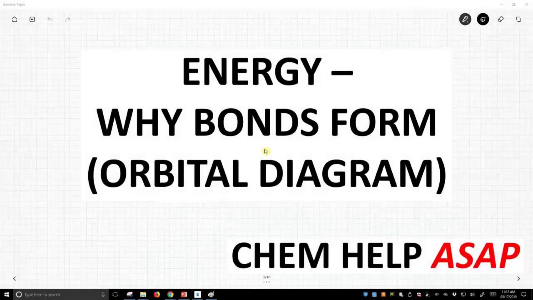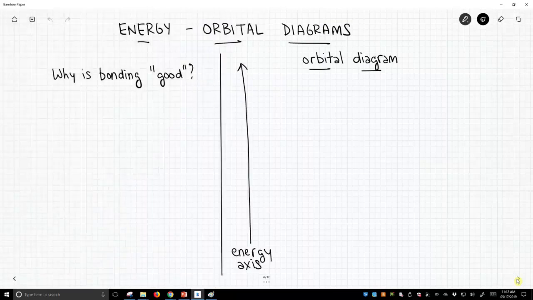We're going to talk about why bonds form. It turns out bonds form because it's energetically favorable for bonds to form. And ultimately, we'll have to talk about orbital diagrams, which are ways to describe energies of bond formation.